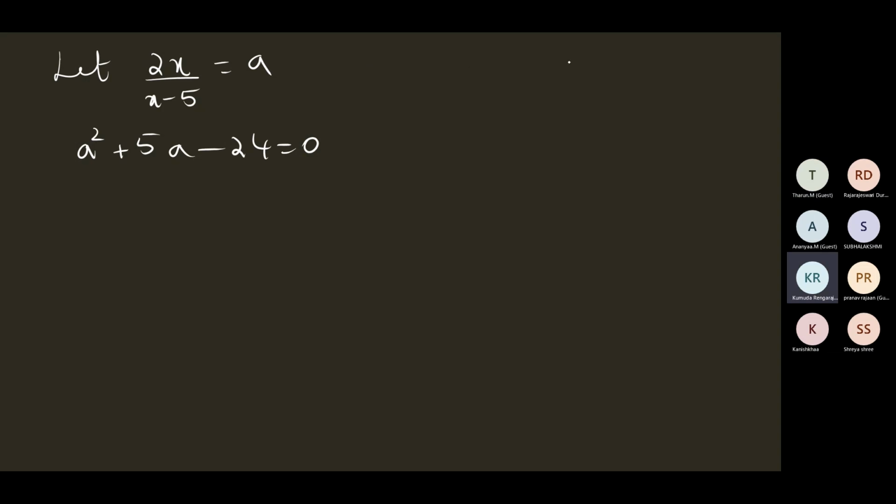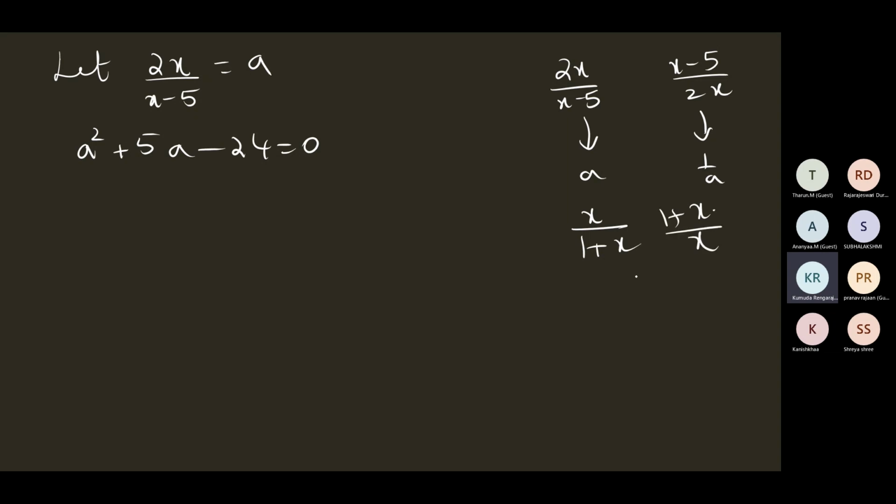Sometimes it can be 2X by X minus 5 in one place, and in the other place it can be X minus 5 by 2X. In that case, you should say, let this be A. So this will be 1 by A. Sometimes they'll give you X plus 1 by X, and in another place it will be 1 plus X by X. So if you call this one A, this will be 1 by A. But here it is 2X by X minus 5 in both the places.